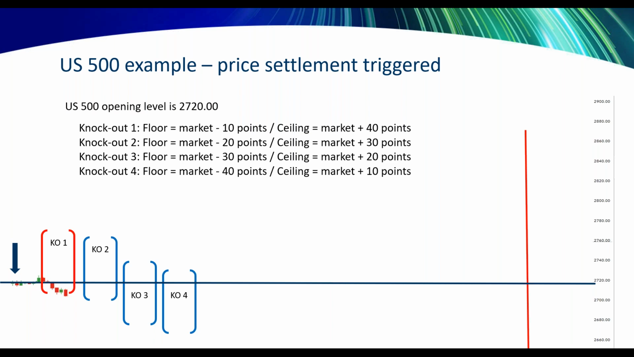But I'm going to go through some examples so you can visualize all that a little bit easier. Now knockout number 1 is gone, and we add a new knockout down below. Pretty straightforward. This is all automatic, and on our charts, we make it easy for you to see what levels the knockouts are at.